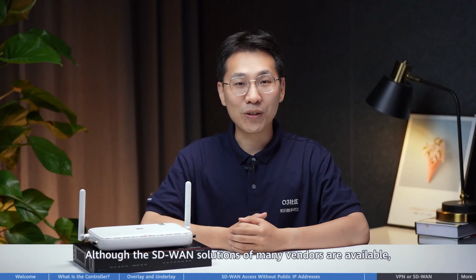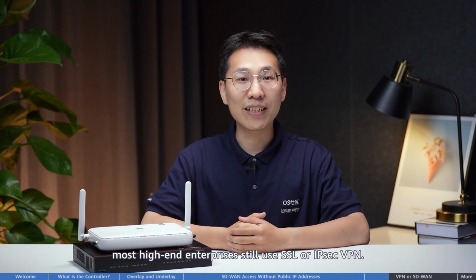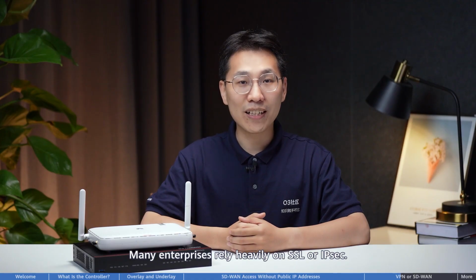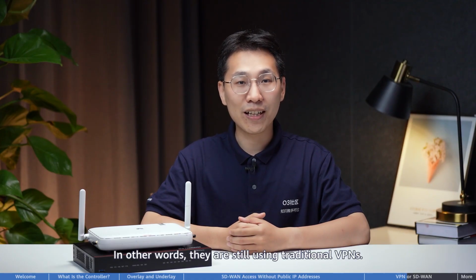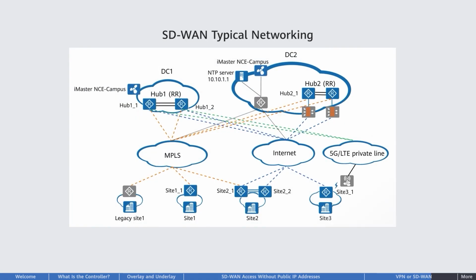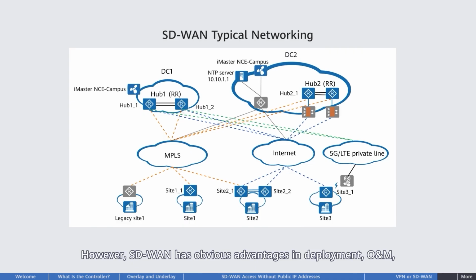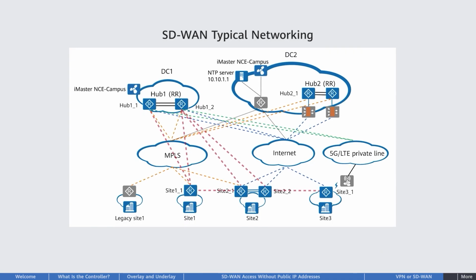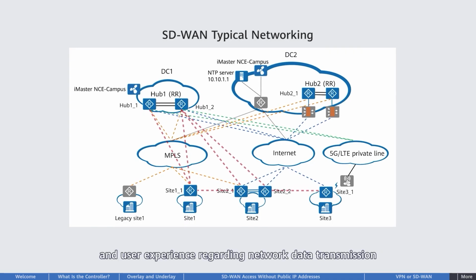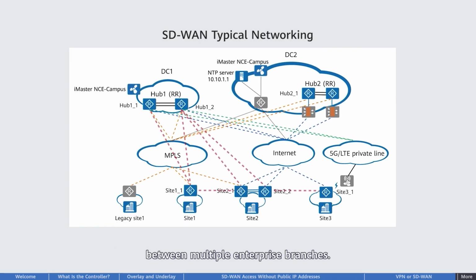Although the SD-WAN solutions of many vendors are available, most high-end enterprises still use SSL or IPsec (VPN). Many enterprises rely heavily on SSL or IPsec. In other words, they are still using traditional VPNs. VPN technology is a cost-effective way for employees to access the enterprise intranet. However, SD-WAN has obvious advantages in deployment, O&M, and user experience regarding network data transmission between multiple enterprise branches.